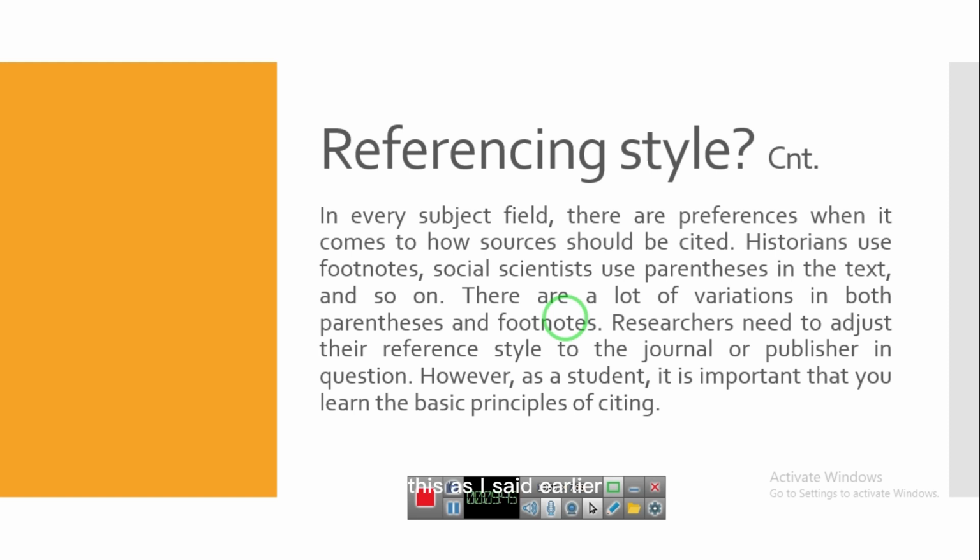As I said earlier, in every subject field there are preferences when it comes to how sources should be cited. Historians use footnotes, social scientists use parentheses in the text, and so on. There is a lot of variation in both parentheses and footnotes. The researcher needs to adjust their reference style to the journal or publisher in question. However, as a student, it is important that you learn the basic principles of citing.